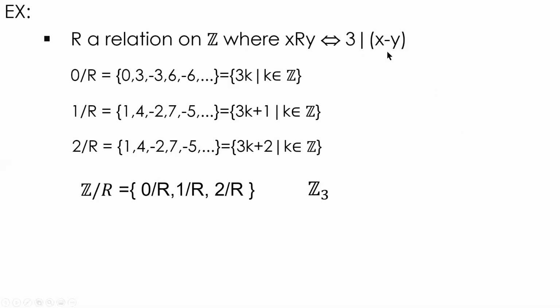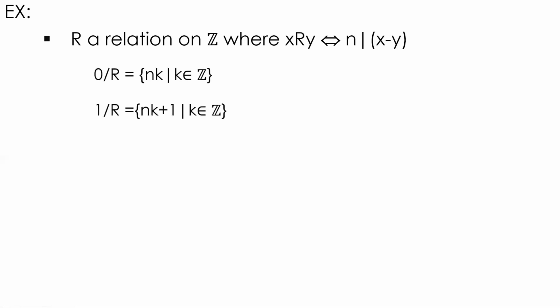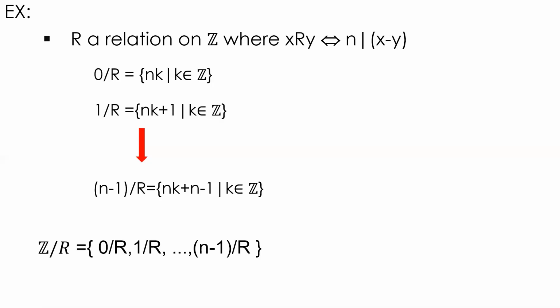Now, I can do this modular equivalence relation with any natural number. In general, if I did it with n, I would have n equivalence classes. I would have [0], [1], all the way up to [n minus 1]. Oh, that's really hard to say. The equivalence classes are going to be 0 up through n minus 1, and I can denote that Z mod n.